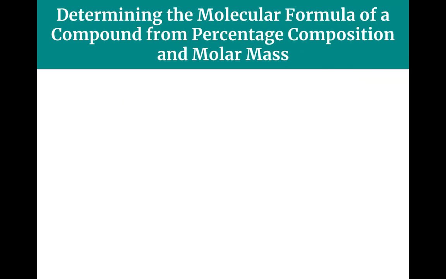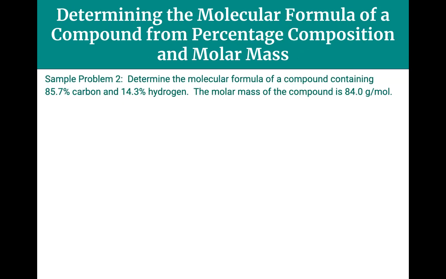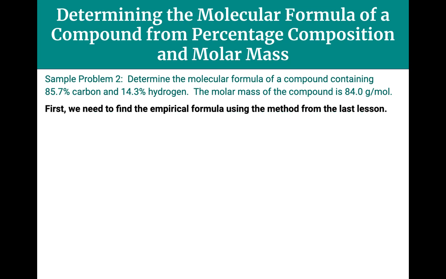So we'll look at another example, and in this one, you're not given the empirical formula, you're given the percentage composition. So determine the molecular formula of a compound containing 85.7% carbon and 14.3% hydrogen. You're also told that the molar mass of the compound is 84.0 grams per mole. So the first thing we're going to need to do is calculate the empirical formula using the method from the first part of the lesson.